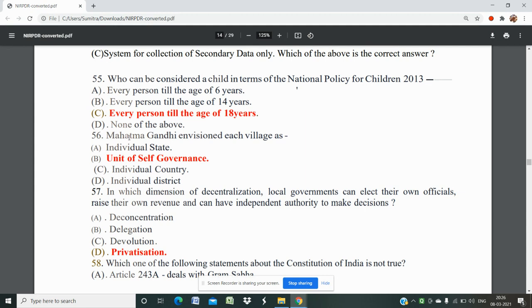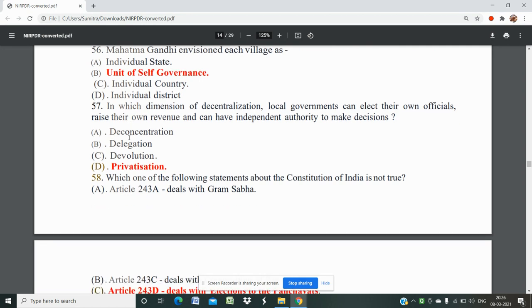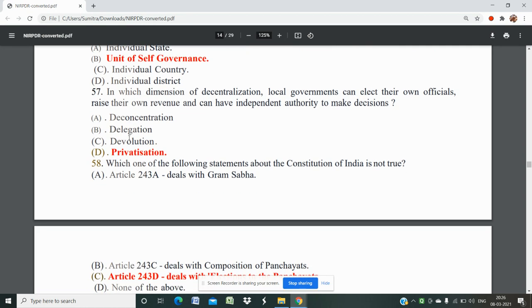Yes, it is also important. The person whose philosophy is associated with the development of panchayat and Gram Swaraj is Mahatma Gandhi, who talked about Gram Swaraj, Purna Swaraj, etc. Then 57 is also related to panchayat. In fact, every question has some relation, directly or indirectly, with the Gram Panchayat.